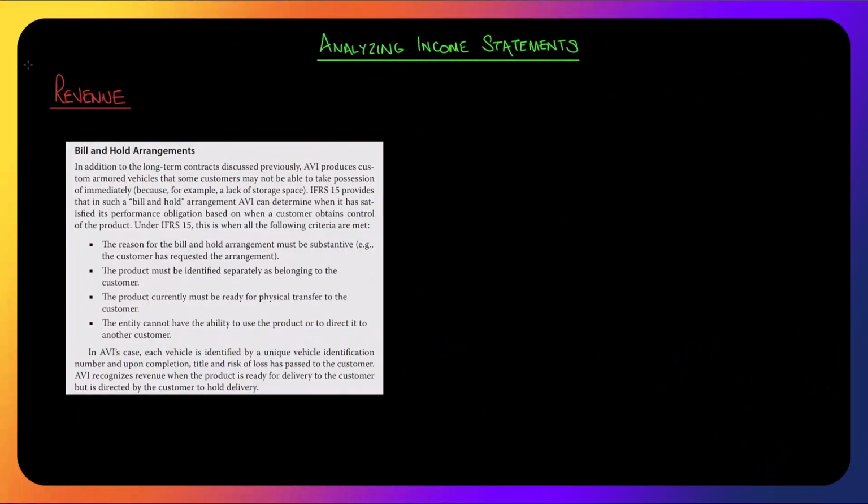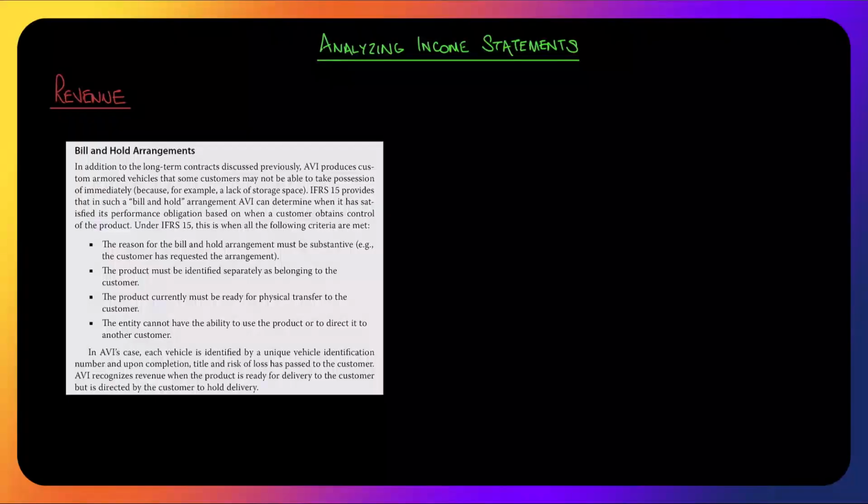The final example on revenue, bill and hold arrangements. We talked long-term contracts. Here, AVI comes back again from that example. They're producing now not weapon systems, but custom armored vehicles. So kind of the other side of the weapon system, some customers may not be able to take possession immediately. For example, a lack of storage space. You just don't happen to have a spare room in your house for a large armored vehicle.